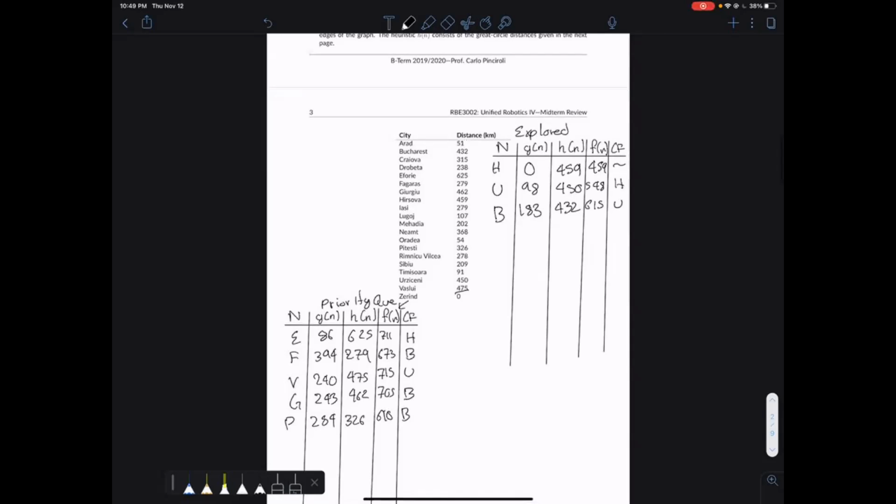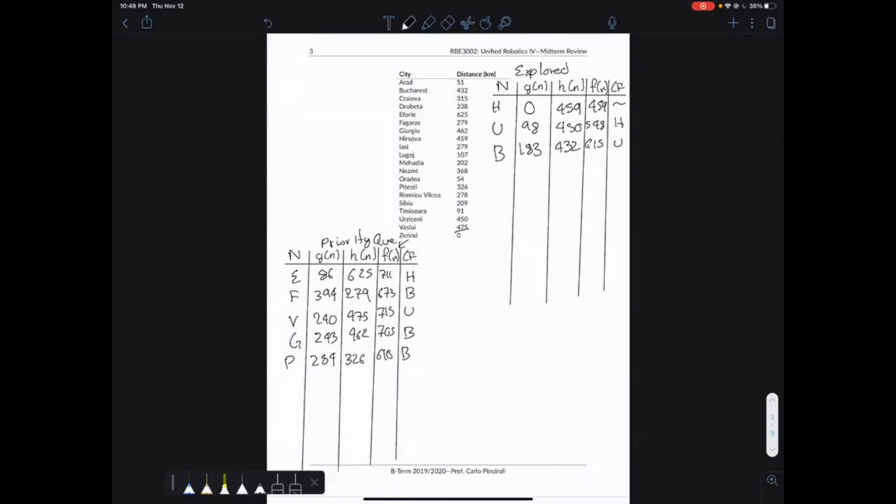That answer is going to be the lowest cost node. In this case, it's going to be node P. So let's move over all the data to our explored list. 284, 326, and 610, and that came from node B. All right, and let's take it out of our queue.